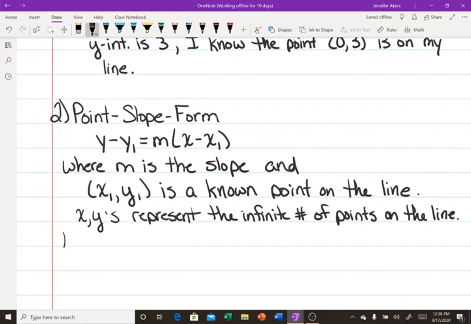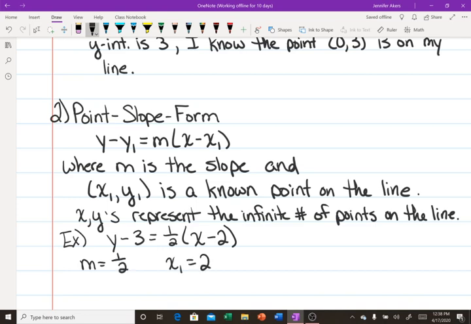So let's look at an example of point-slope form. I have y minus 3 equals 1/2 times x minus 2. I know my slope is 1/2. My x1 is 2. My y1 is 3. So my known point is (2, 3).